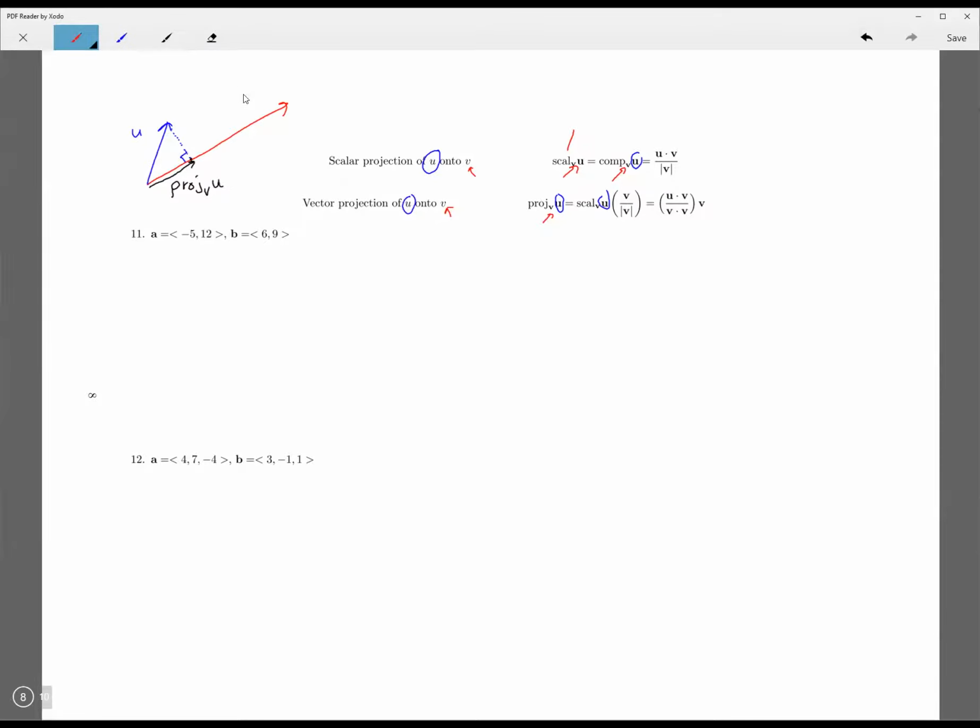Of u onto v, okay? Now, you could also have a situation where v is like this, and u is coming out like that, in which case it would still drop down like that, and your projection vector would be this one right here. Okay, so that's u, and that's v.